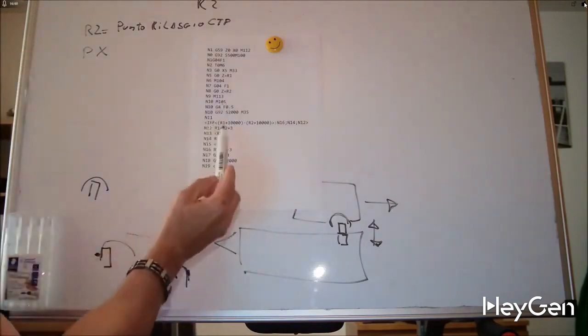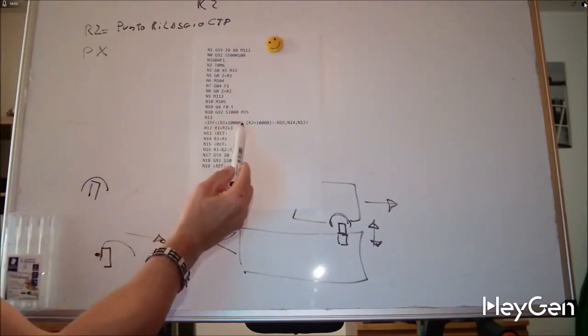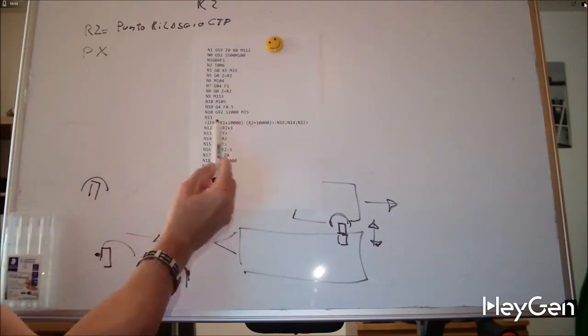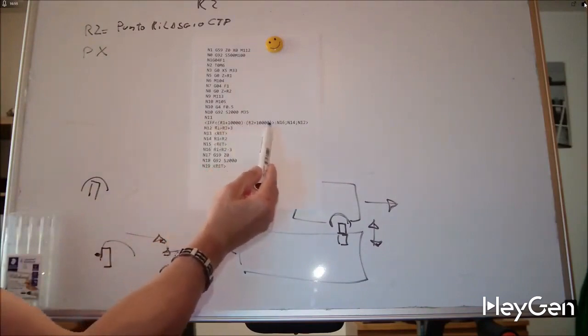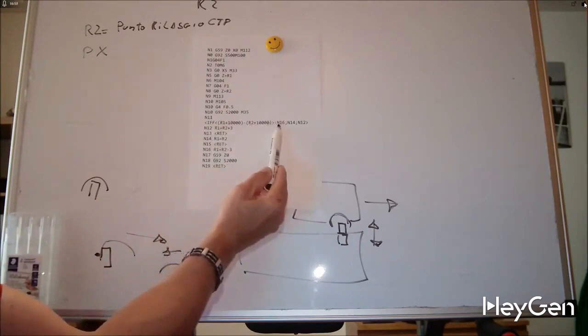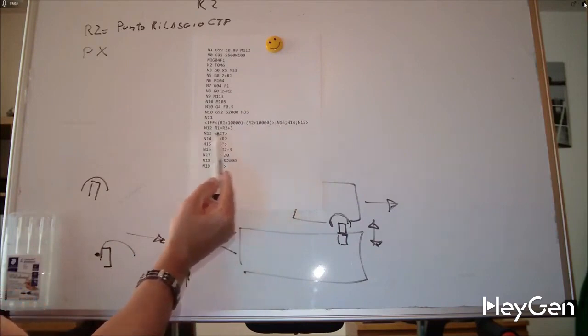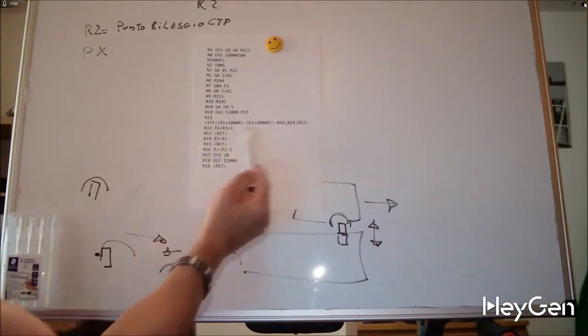If R1, R2 plus 10,000 is greater than 0, go to block 16. If it is equal to 0, go to block 14. If it is less, go to block 12.